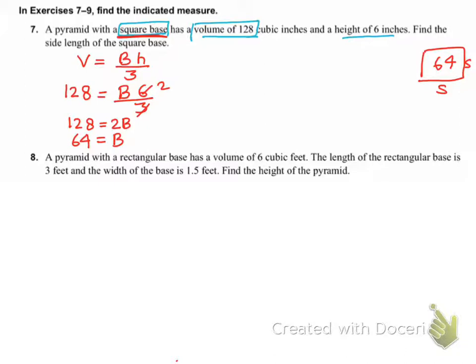So you have base area is 64, and base area is side squared, which is 64. Take the square root of both sides: the square root of 64 is 8 units, but here it's given in inches, so it's 8 inches. So you got the side of the square base.